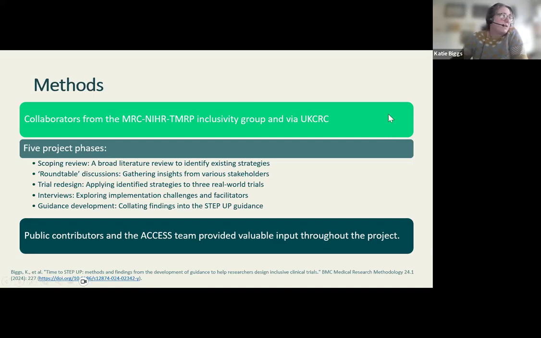And there were 5 project phases for the Access project. We had a scoping review, and there's a link to that publication. Oh no, that's not. That publication is about the guidance of the whole design. The other link will be on the next page. We did some roundtable discussions that weren't really roundtable. They were all online because it was in 2021, 2022. So that's what people were doing.